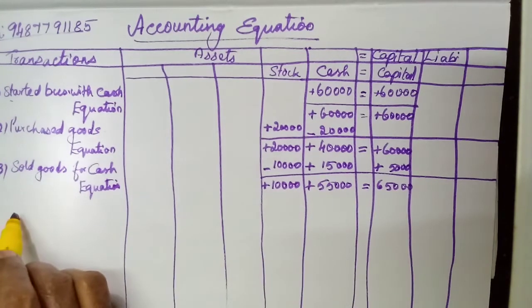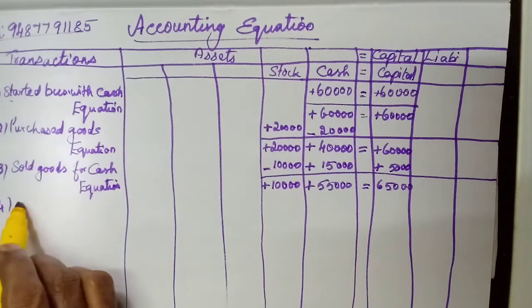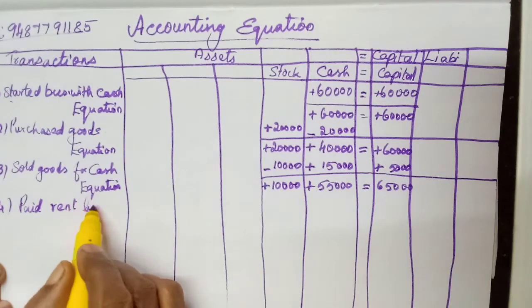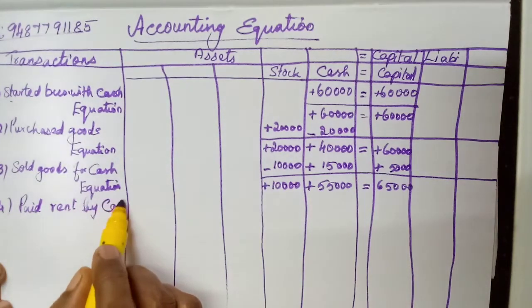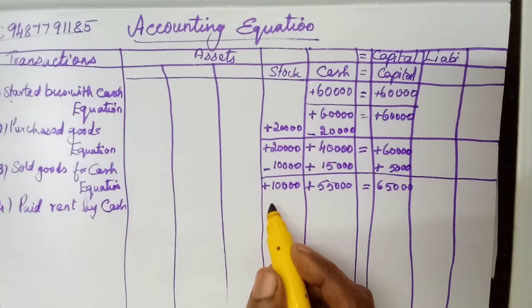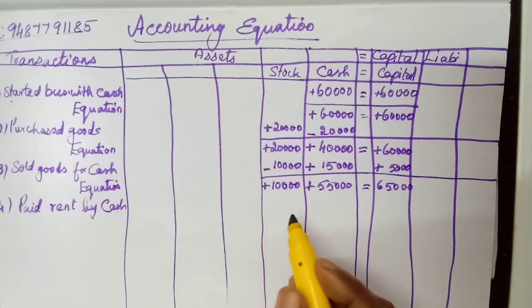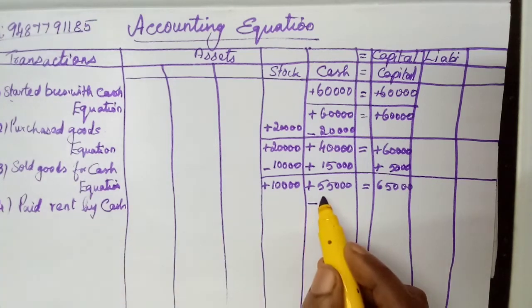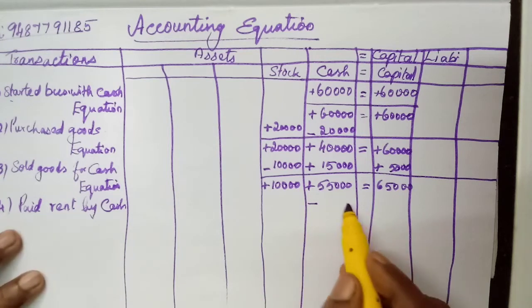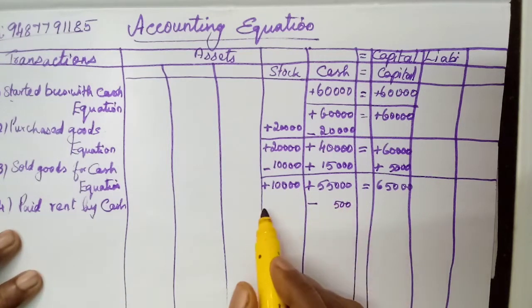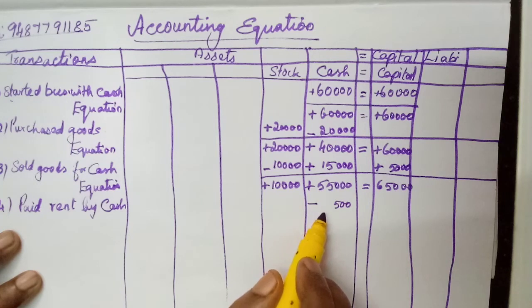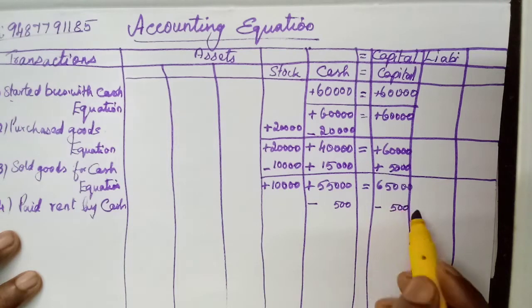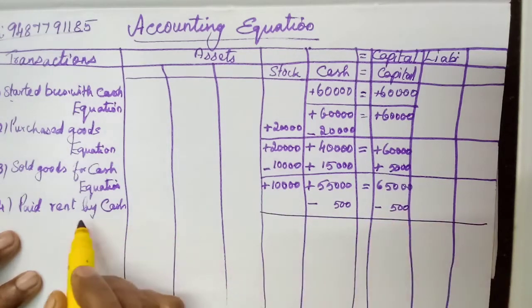Then the next transaction, the fourth one. Paid rent by cash. So, it is an expense, isn't it? We are paying rent by cash, so it will reduce the cash. How much is the amount? 500. Then, it is an expense, isn't it? So it will reduce the capital also, 500. Okay, now we will write the equation.